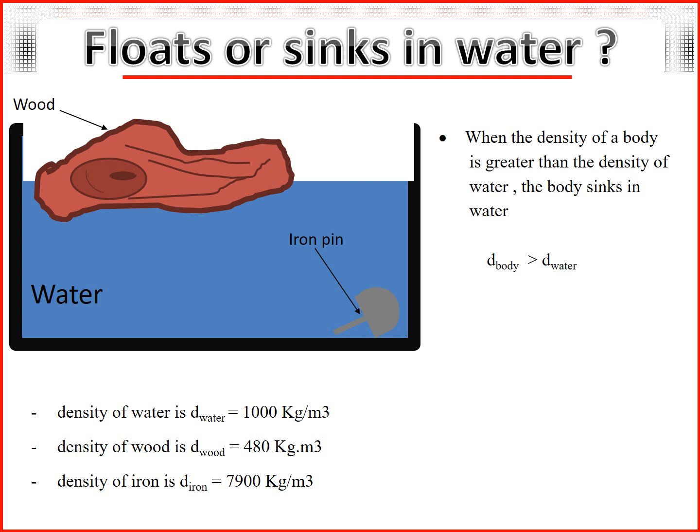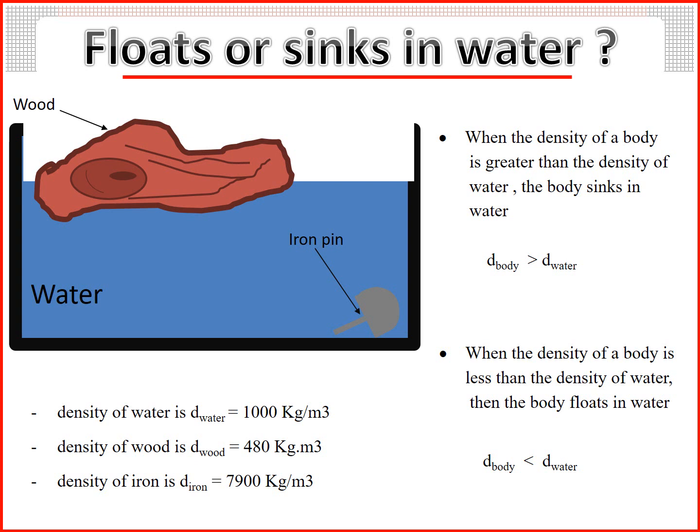We conclude that when the density of a body is greater than the density of water, the body sinks in water, as in the case of the iron pen. And when the density of a body is less than the density of water, then the body floats in water, as in the case of wood.